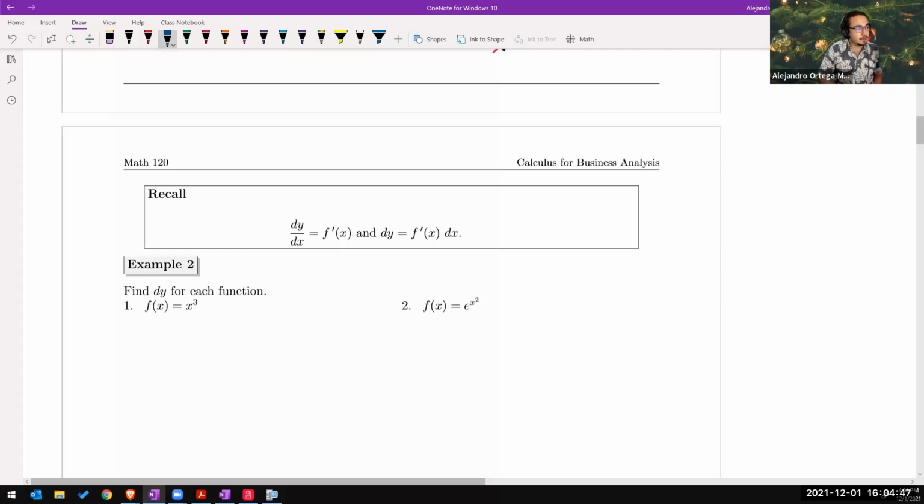So in essence, we can multiply by a dx on both sides to get the dy by itself. We would get dy is equal to f prime of x times dx. And this is what's known as the differential. We're not going to talk too much about them, but we are going to use this concept of getting the dy by multiplying the derivative times dx, because it's going to help us handle the other integral problems.